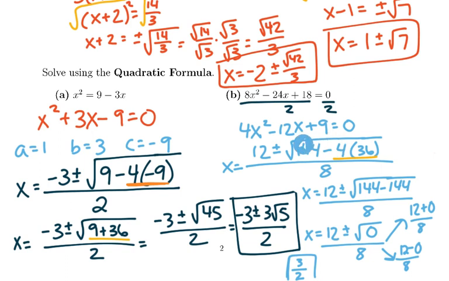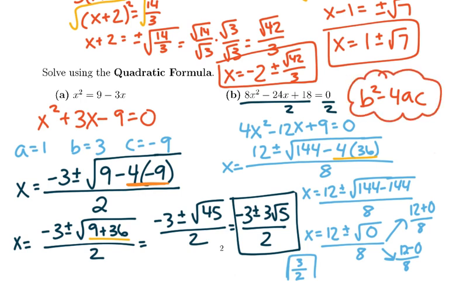The value underneath the radical, so the b squared minus 4ac, this quantity is called the discriminant. If your discriminant simplifies to 0, you will have one real solution. If it simplifies to a positive value, you'll have two real solutions. Notice this example here. If this ended up being a negative 45, so if your discriminant was less than 0, you would have no real solution.